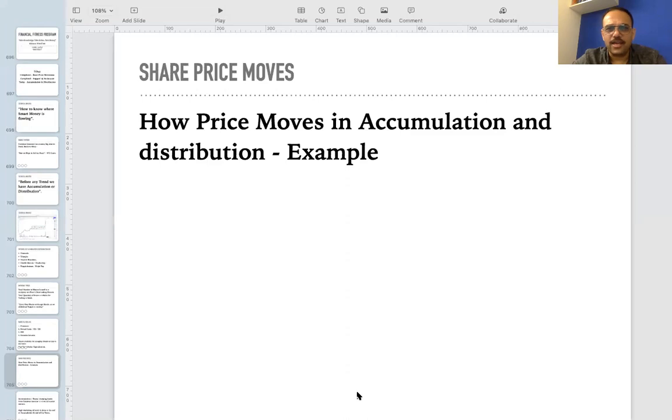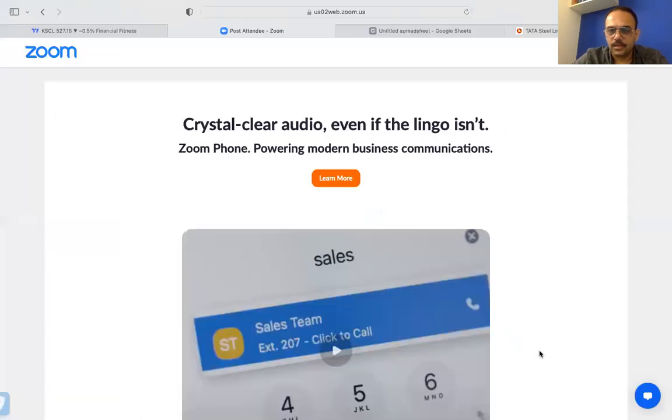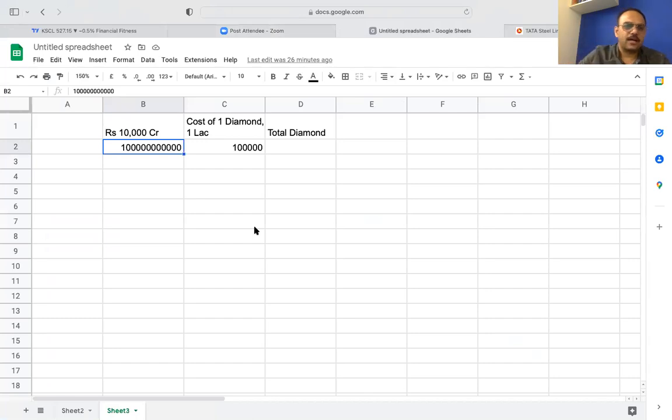Is my speed okay? Am I going too fast, too slow? Speed is okay, understandable. Okay, great. A little fast today. Okay, I'll slow down. I also thought so. Okay, you can see my sheet right here. Can you see this sheet?